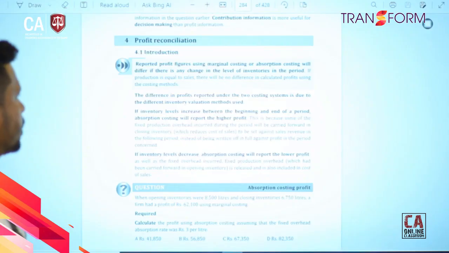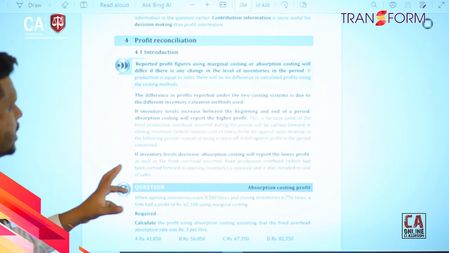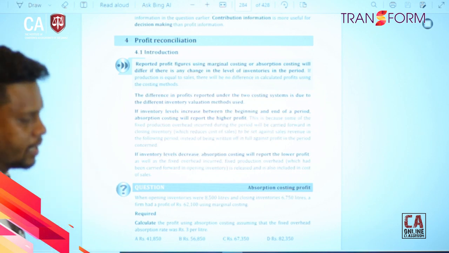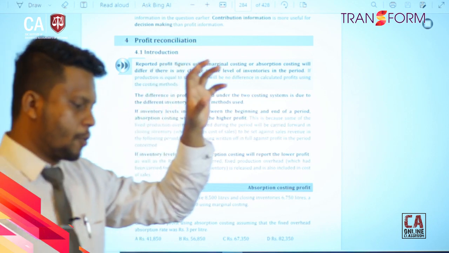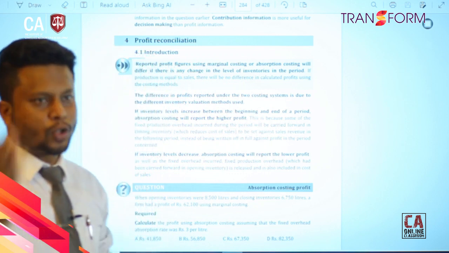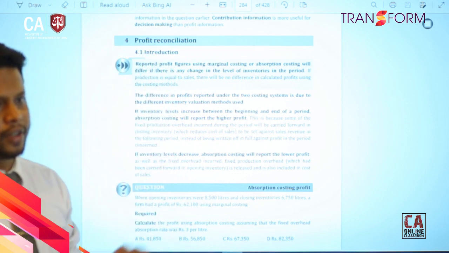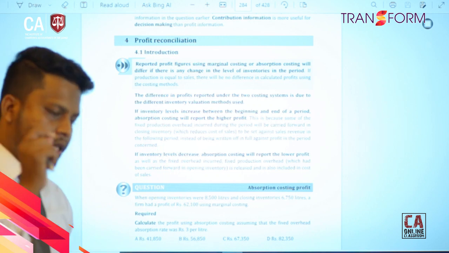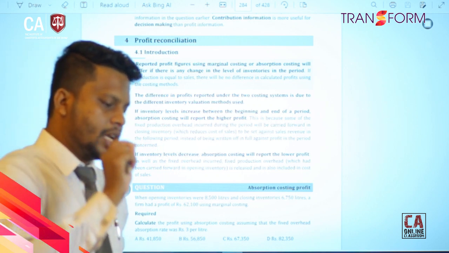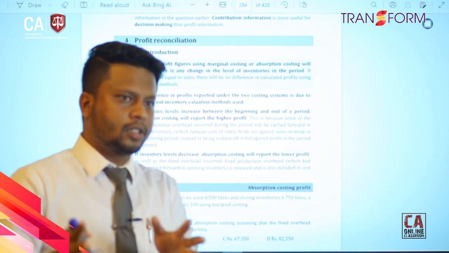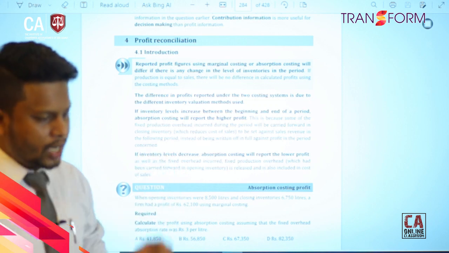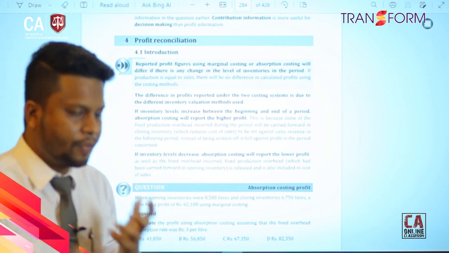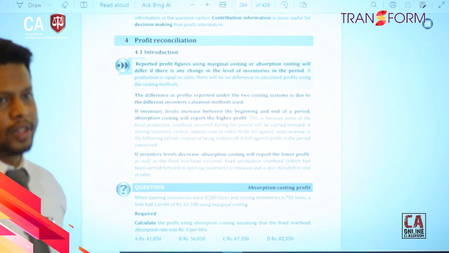Just read: reported profit figure using the marginal costing or the absorption costing will differ if there is any change in the level of inventories in the period. Now, when you are going to calculate the inventory value under the marginal costing and the absorption costing, it can be totally different. Why? Under the absorption costing, inventory value consists of prime cost and the fixed cost. But under the marginal costing, you have only the variable cost. So your inventory value is going to differ under these two methods.